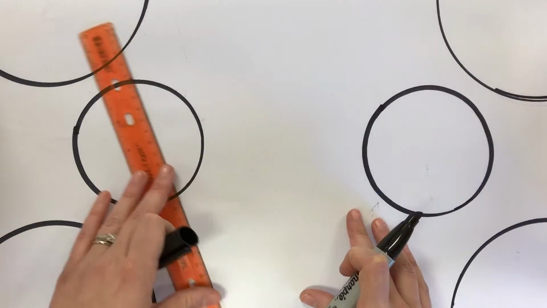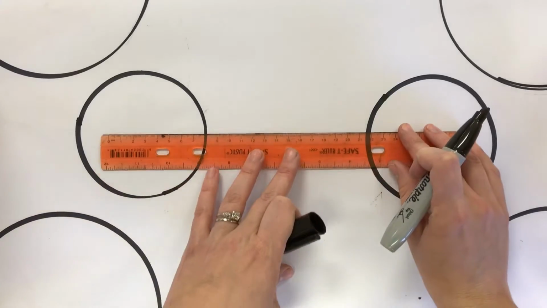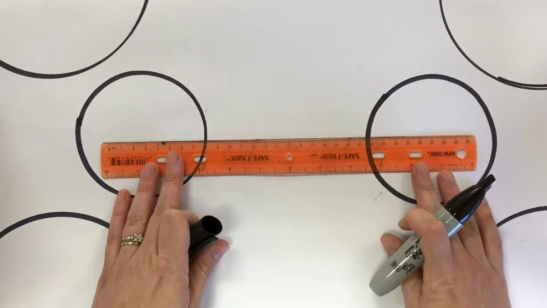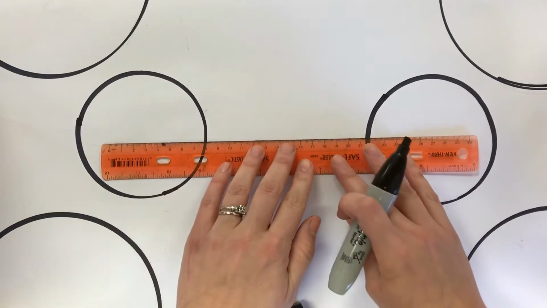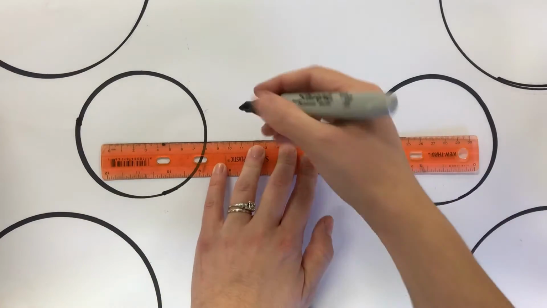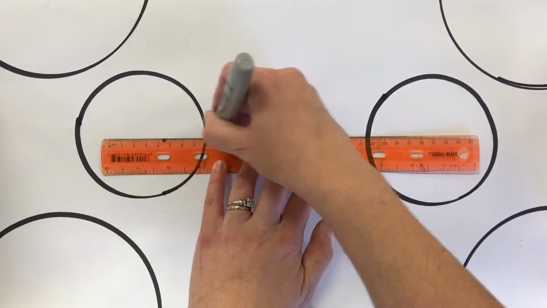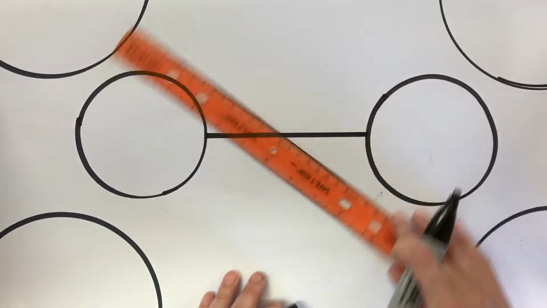Once I draw a few shapes, I am gonna connect my shapes with lines. That's why you have a ruler. We're using this to draw straight lines. So when you use a ruler, you just put it down and hold it with one hand. And then I'm gonna connect those two circles.